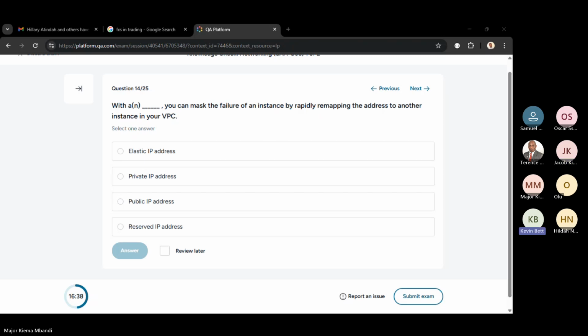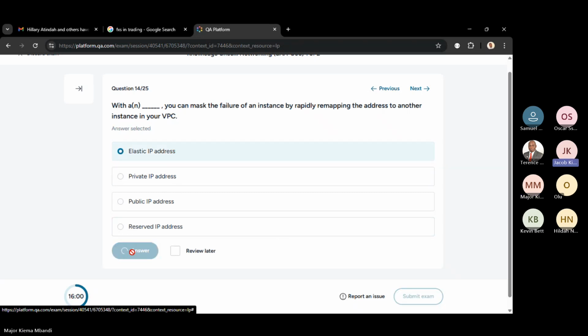With a dash, you can mask the failure of an instance by rapidly remapping the address to another instance in your VPC. A, elastic IP address, B, private IP address, C, public IP address, D, reserved IP address. It is elastic IP address, A. So we move. Yeah, I think we can move. Yep.